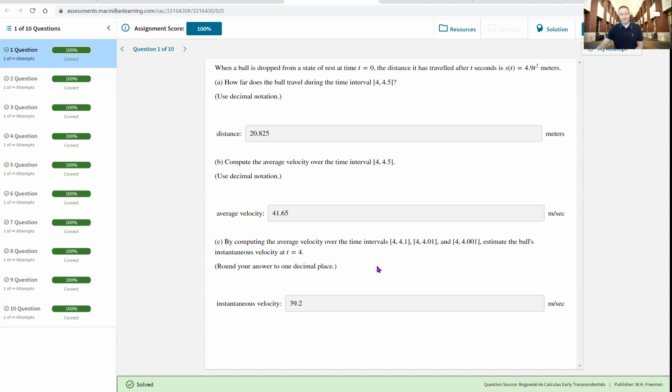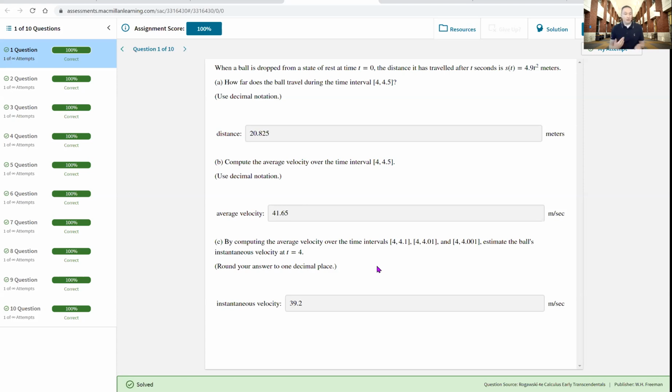Now the third answer involves quite a bit more work than the first part. It says by computing the average velocity over the time intervals. Now keep in mind what they were doing. We found the average velocity from 4 to 4.5. So over that half a second, it was approximately 41.65 meters per second. Now we're wanting to find out, well, what's happening at 4 seconds? Because I know that this ball, it's just going to speed up because gravity is certainly not going to slow it down. It's going to speed it up on the way down. So I know the average velocity from 4 to 4.5 is faster than the instantaneous velocity at 4.